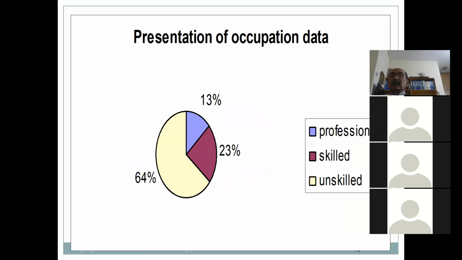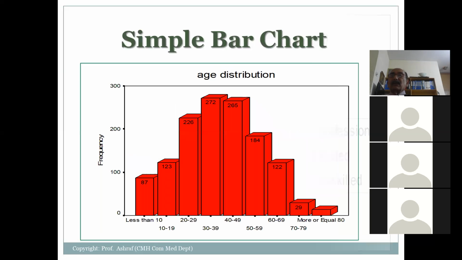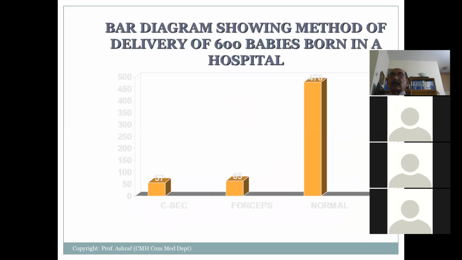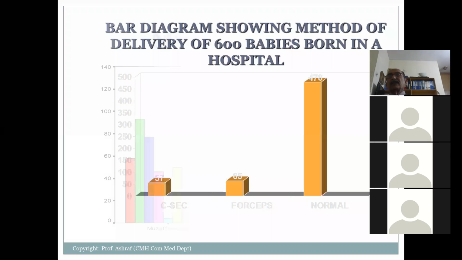This is again a presentation of occupation data in the form of a bar chart. This is again a simple bar chart of 9 different age groups. Then this is a bar chart showing method of delivery of 600 babies born in a hospital: C-section, forceps, normal delivery. Of course normal is more, but nowadays the trend of C-section is also going up. This is a little bit of an old graph.